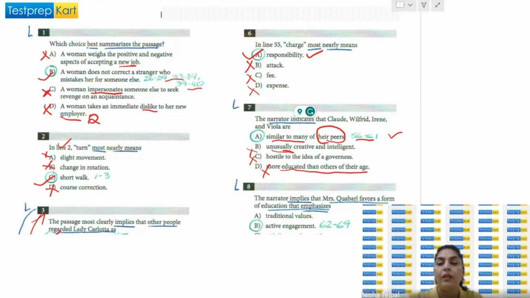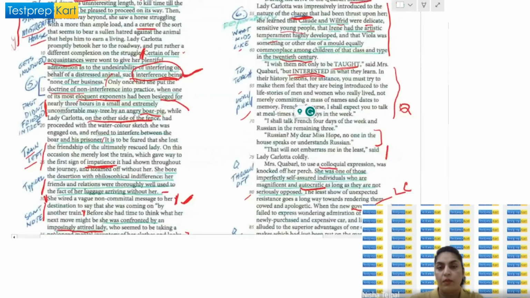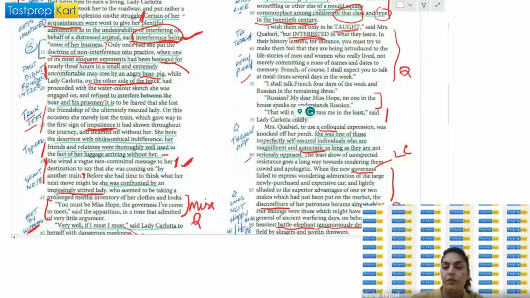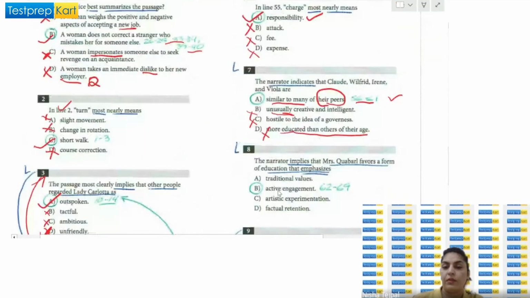Where do we find it? From line 56 onwards. Okay, here we find: and that Viola was something or other else more equally commonplace among children of that class and type in the 20th century. So this indicates that those children were quite similar to other children from the same era. So this is how we have got this answer. Question 8.